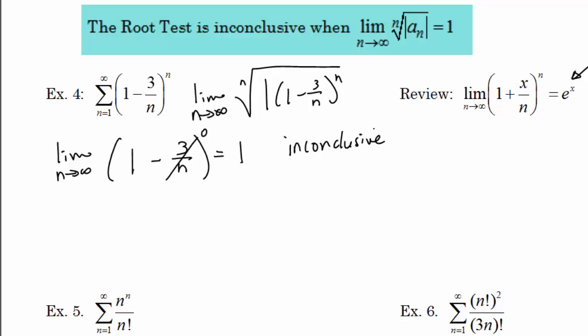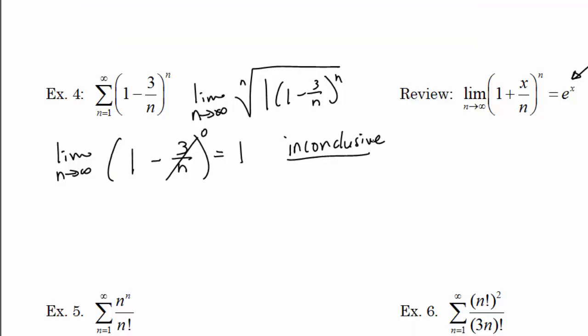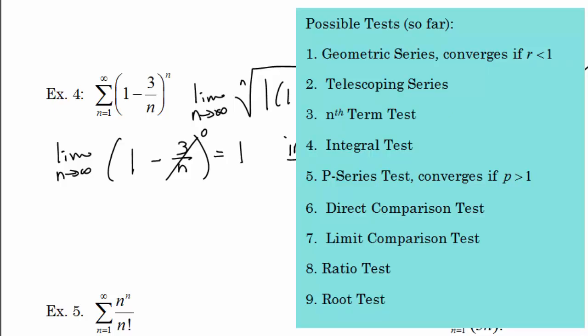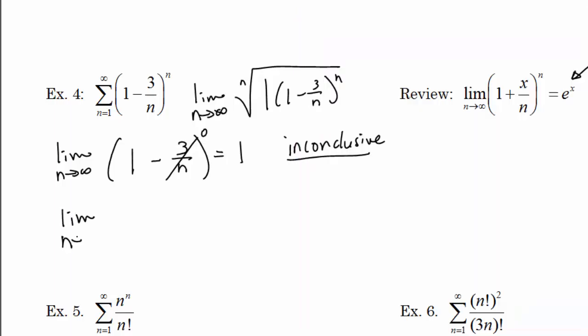If we get a limit equal to 1 with the ratio or the root test, we have to try something else. I really don't think the ratio test would work any better. Doesn't look like anything else. Well, I know. How about the nth term test? The nth term test says take the limit as n approaches infinity of just that. I thought I was going to get away with just 1, but I've got that nth term.